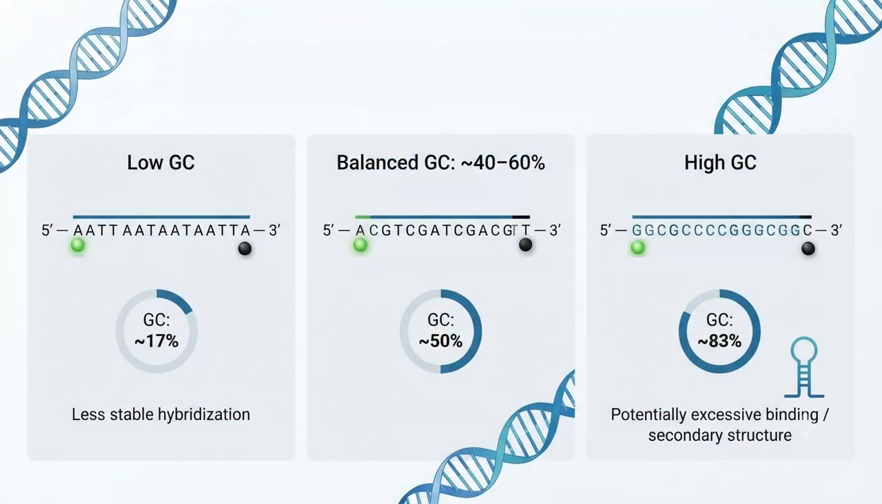Rule 1. Maintain balanced GC content like primers. The probe should generally have a GC content between 40 and 60%. Too little GC, and hybridization becomes unstable. Too much GC in the probe may bind too tightly or form stable secondary structures. The objective isn't maximum binding strength. It's stable and specific hybridization under PCR conditions.